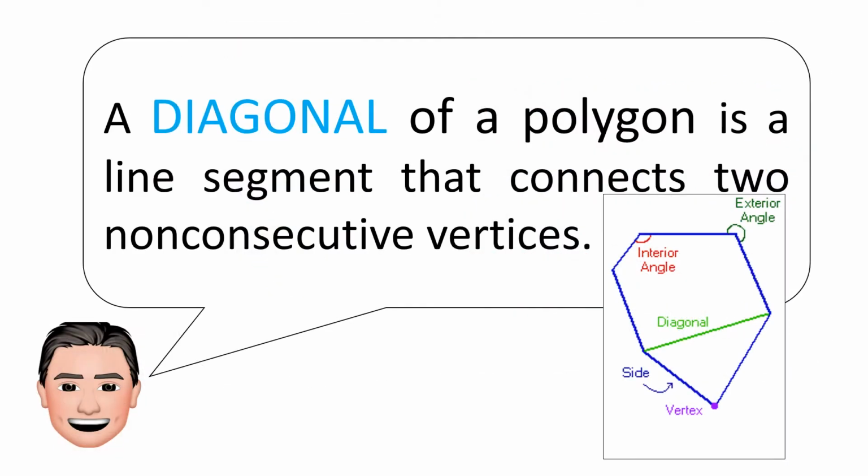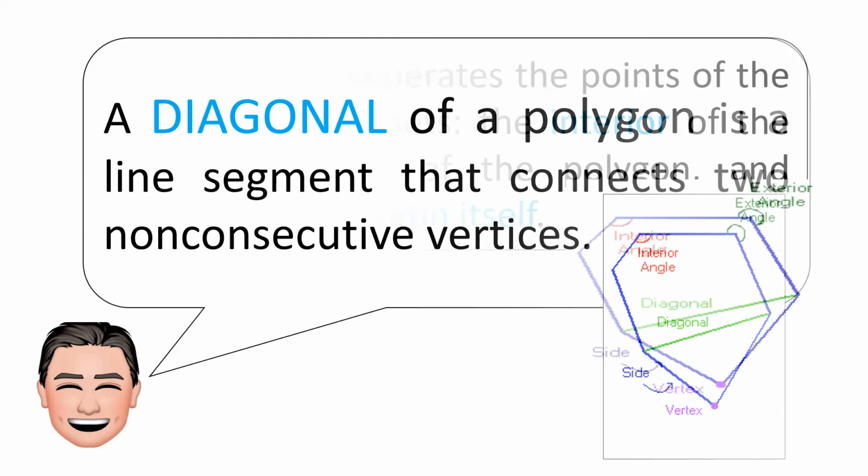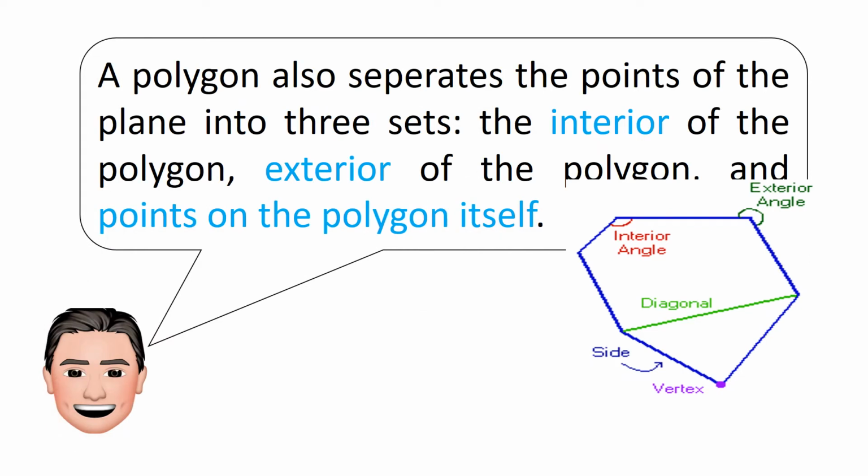A diagonal of a polygon is a line segment that connects two non-consecutive vertices. A polygon also separates the points of the plane into three sets: the interior of the polygon, exterior of the polygon, and points on the polygon itself.